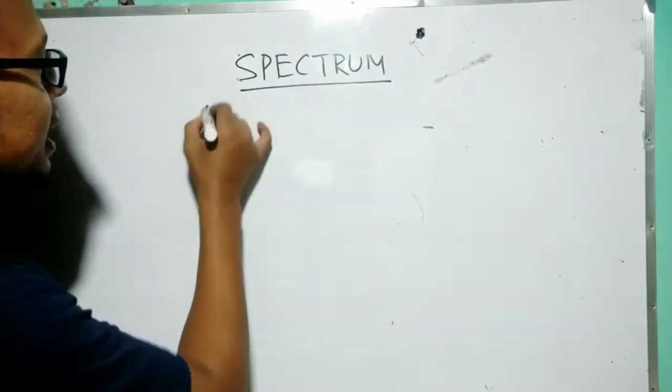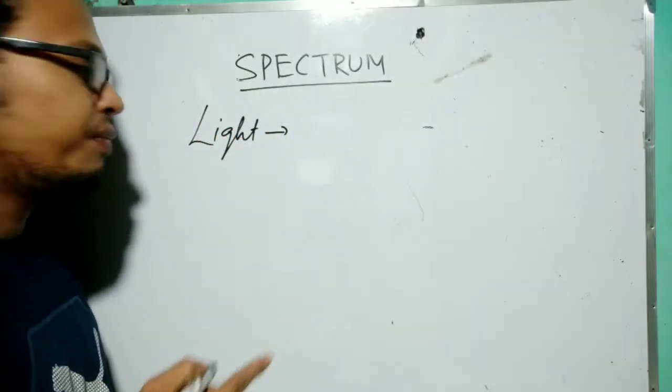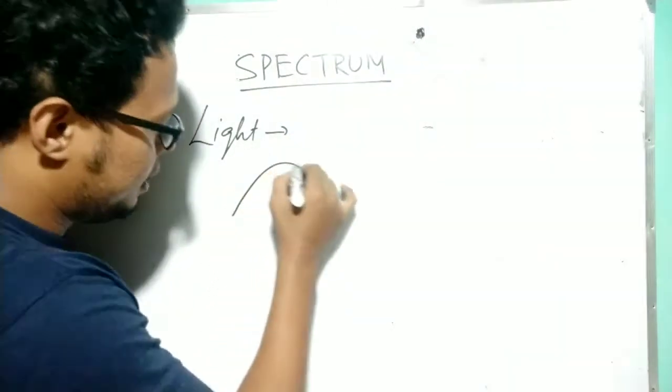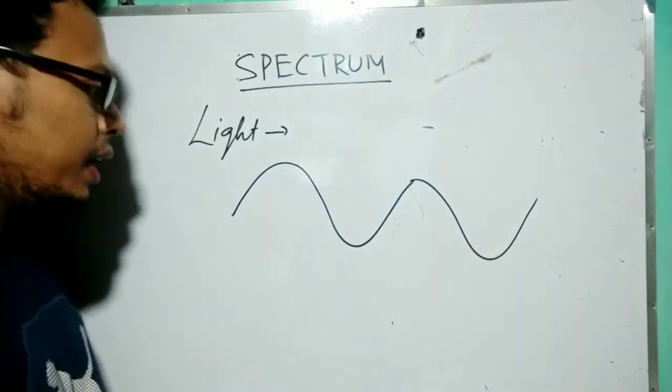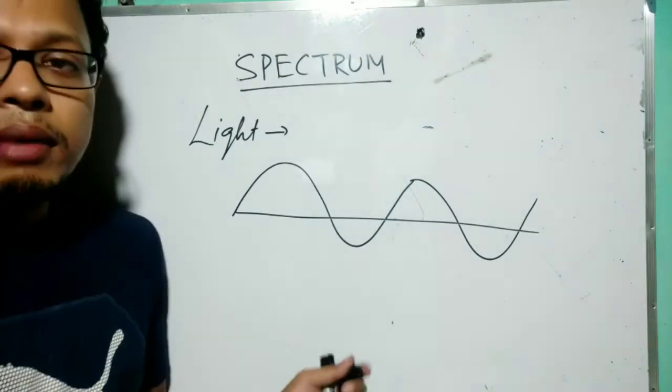See, what is light? Light is an electromagnetic wave. Now you remember, light is a wave. So it looks like this. Okay? And if we draw one line, this is the diagram of the wave.